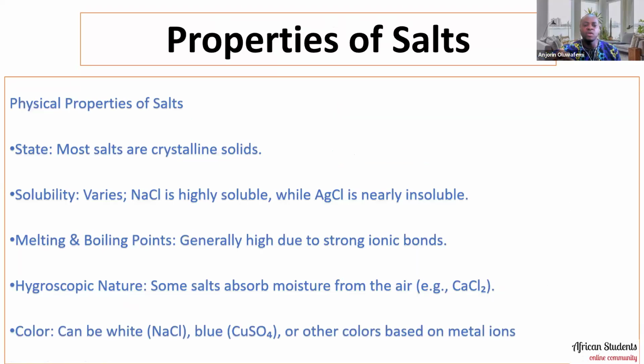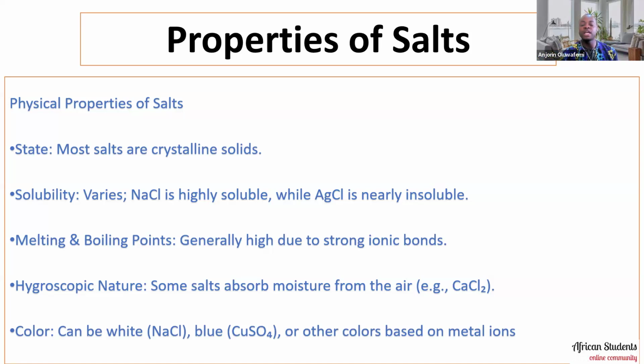Properties of salts. Let's look at the physical properties now. Most salts are crystalline solids. In terms of solubility, it varies. Sodium chloride is highly soluble, while HgCl is nearly insoluble. In terms of melting and boiling points also, generally they have high melting and boiling points due to the strong ionic bonds that form them.